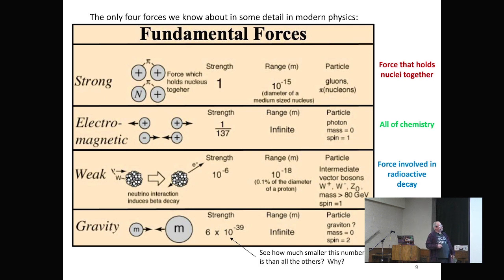So in terms of what holds stuff together, this is a very informative table that gives you the relative strengths of things. And we're going to talk about these things in more detail, but the strong force, which is given a relative strength of 1, that's the force that can hold protons to protons in the nucleus.